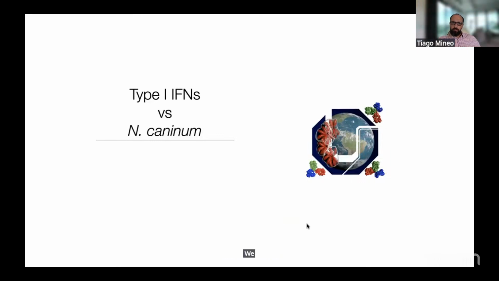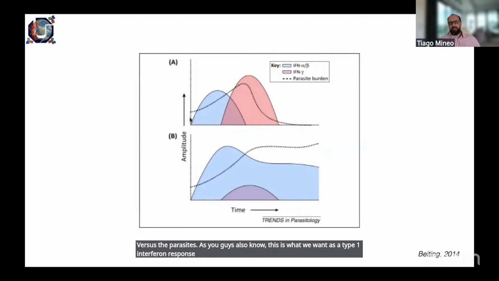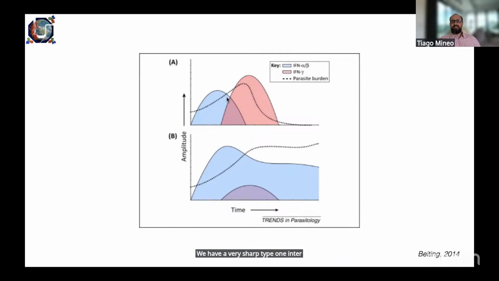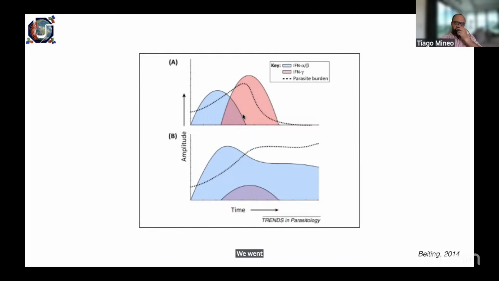We went on to take a look at type 1 interferons versus the parasites. As you also know, when we get infected by viruses, we have a very sharp increase of type 1 interferons, and that seems to control the parasite burden. It's usually succeeded by a peak of type 2 interferon, especially interferon gamma, that has more power to reduce the parasite burden. So ideally, after a few days, we have gone through the peaks of both types of interferons and reduced the pathogen burden. The problem is when we have an uncontrolled type 1 response that is usually not able to control the parasite burden by itself, and this usually leads to a cytokine storm that is very deleterious to the host.